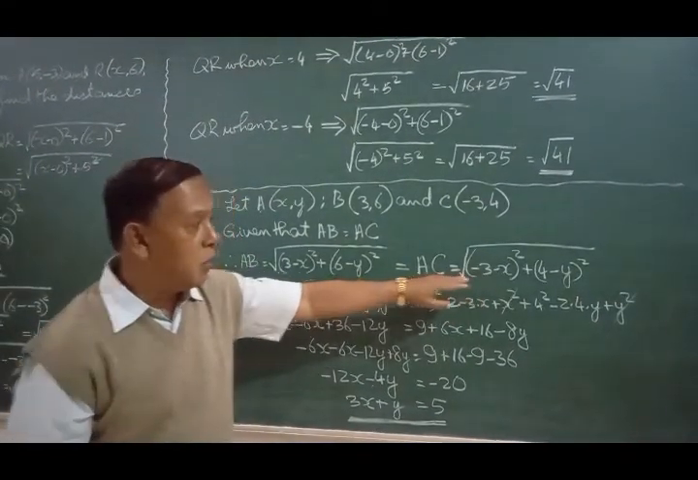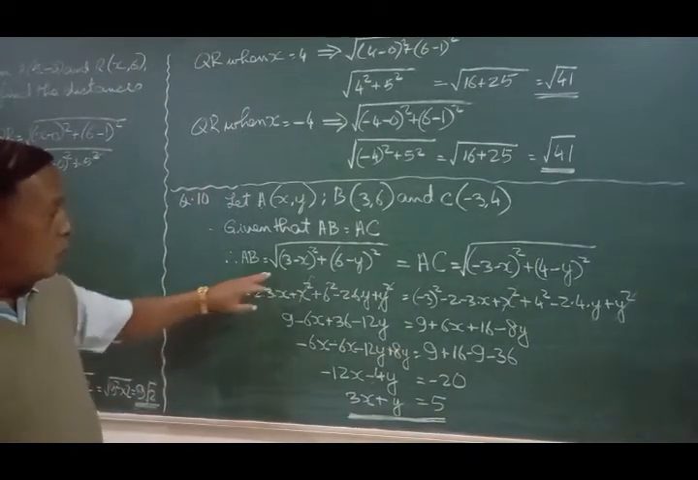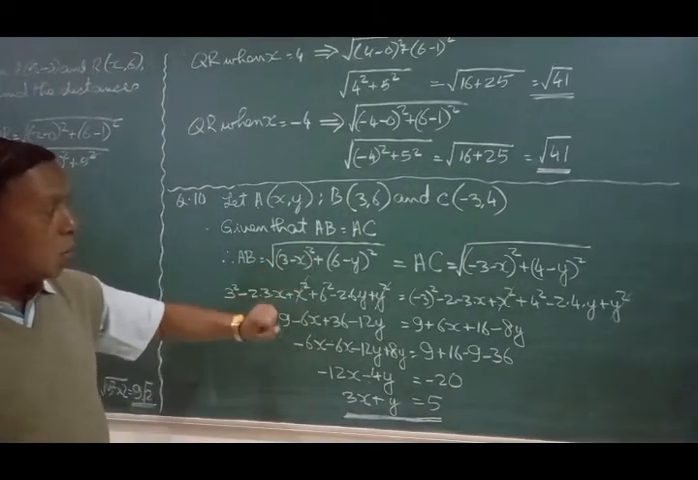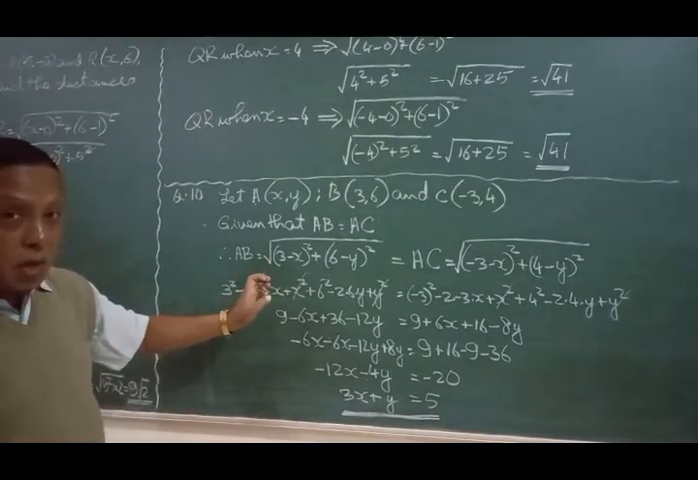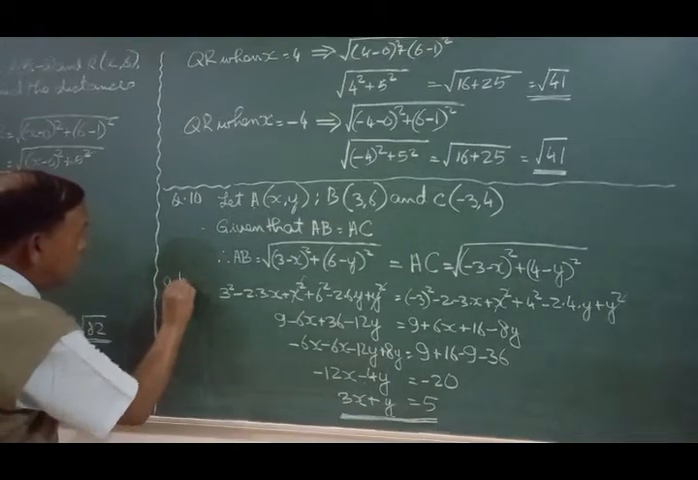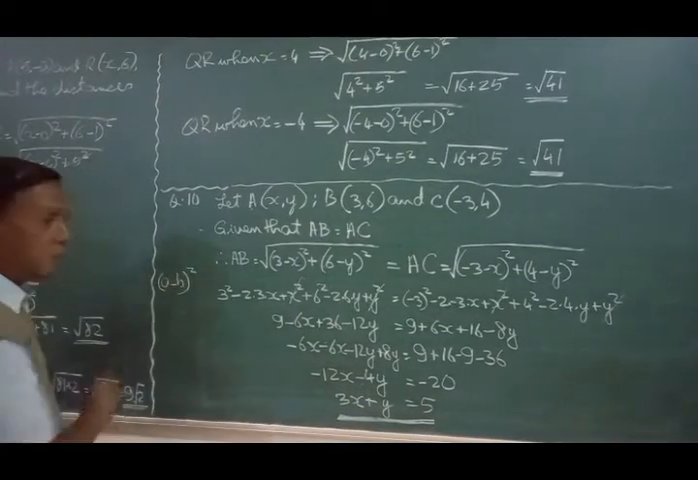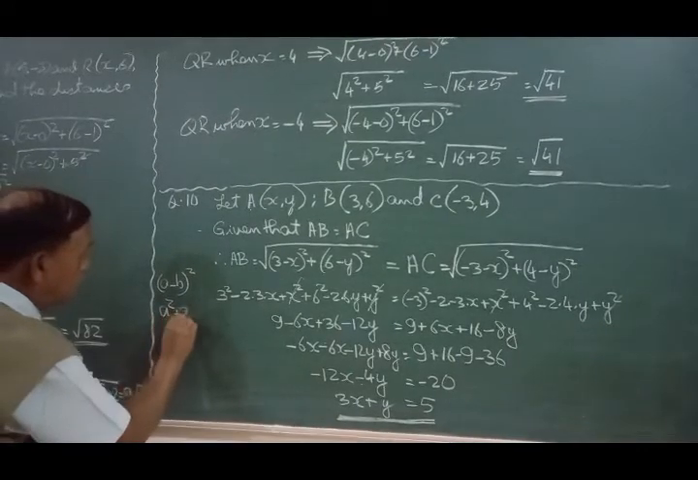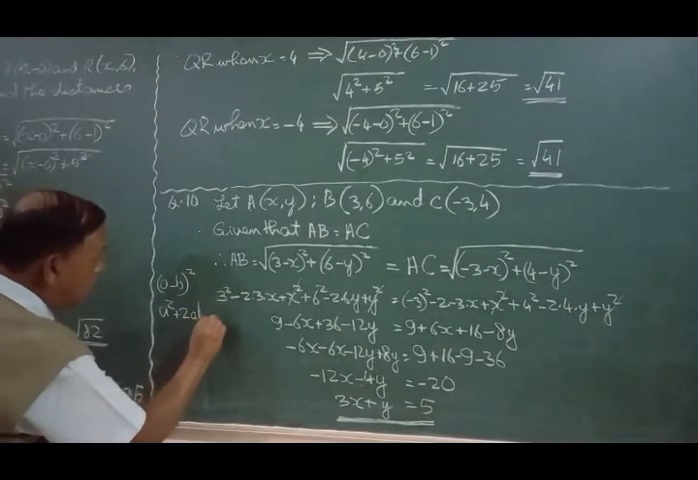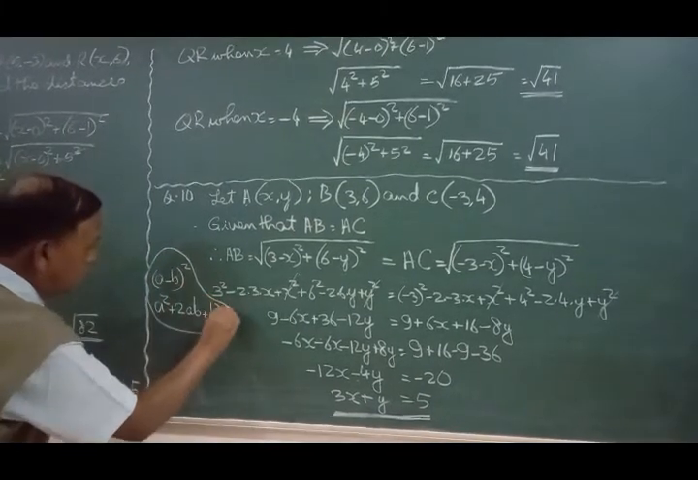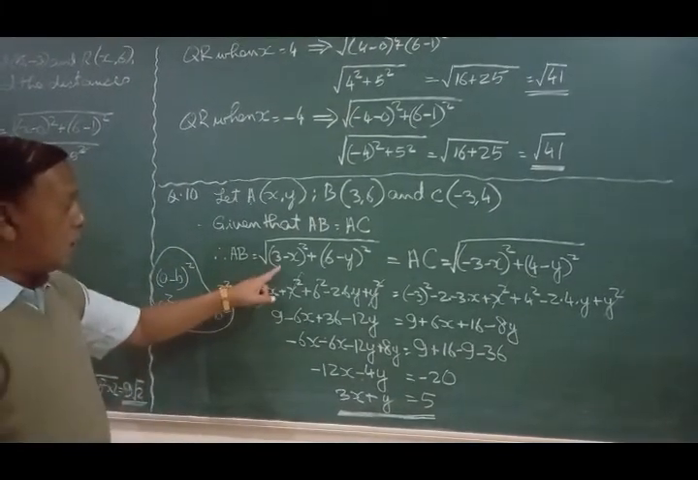Apply the distance formula. Now look at this bracket. 3 minus x whole squared is the same as, please remember, A minus B whole squared. And what is the answer? A squared plus 2AB plus B squared. This is what we are applying here.